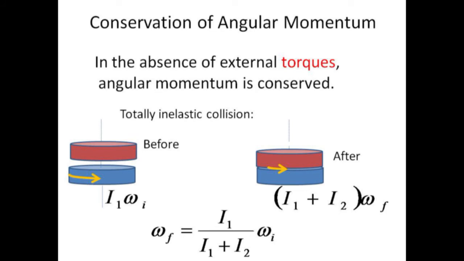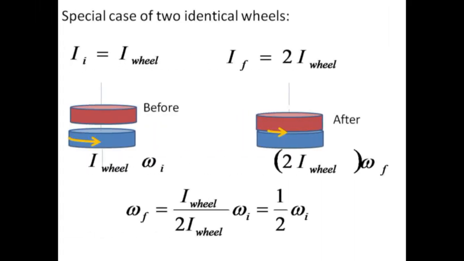Imagine one wheel spinning initially with a moment of inertia I1 at an angular velocity omega 1. When a second wheel is dropped on the first and they stick together to both spin, the final moment of inertia is the sum of each moment of inertia. By conservation of angular momentum, the final angular velocity is the ratio of the initial and final moments of inertia times the initial angular velocity. If the two wheels are identical, then the final moment of inertia is twice the initial moment of inertia, and so the angular velocity after the collision is expected to be 1/2 of the original angular velocity.